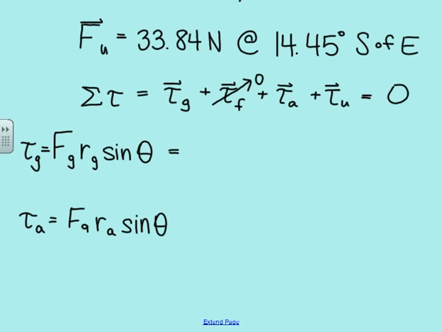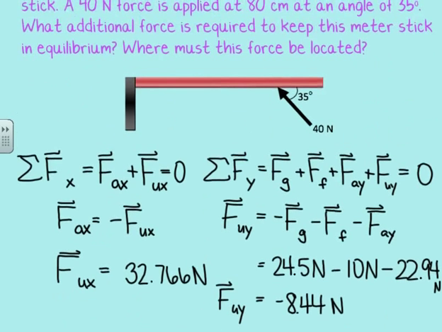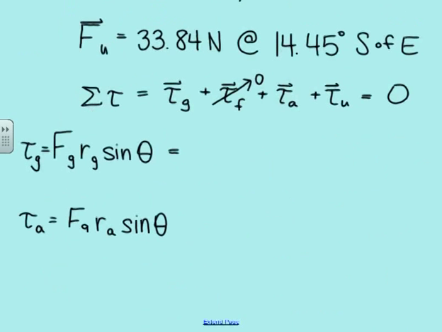The radius is the distance from the axis of rotation, or this left end, to where the force of gravity acts. This is a meter stick, which means it's a uniform object. So the force of gravity acts at the center. Therefore, the radius is 0.5.